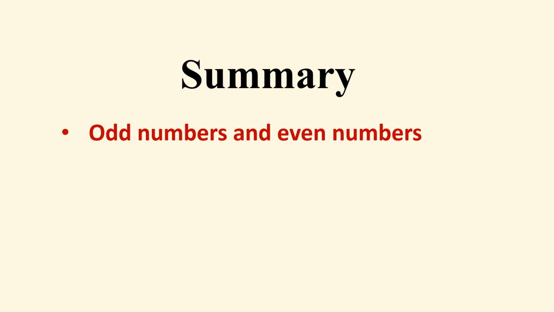There I have told you that if the given number is completely divisible by 2, that means when you divide a given number by 2 and the remainder is 0, then that number is an even number. But if the given number is not completely divisible by 2 and the remainder is 1, that means if you divide the given number by 2 and the remainder is 1, therefore we can say that number is an odd number.